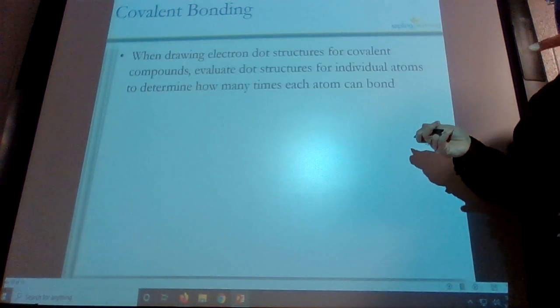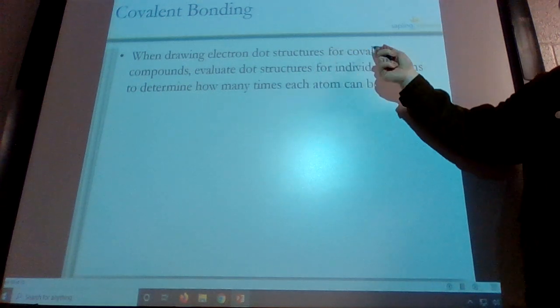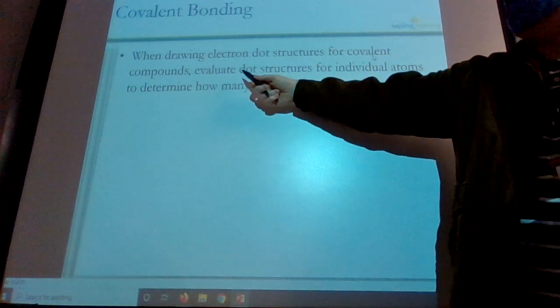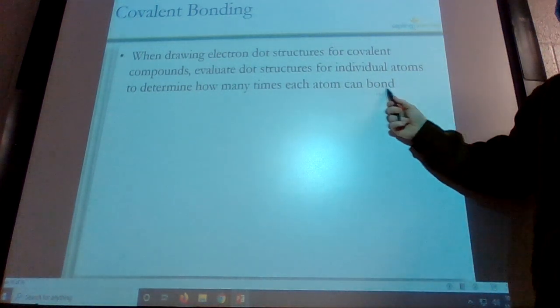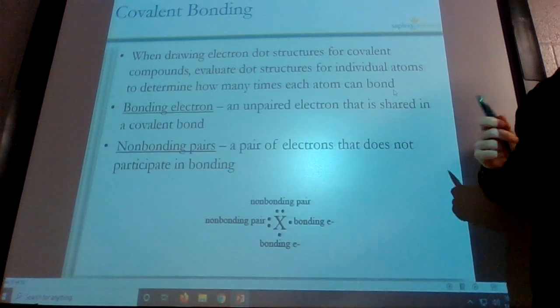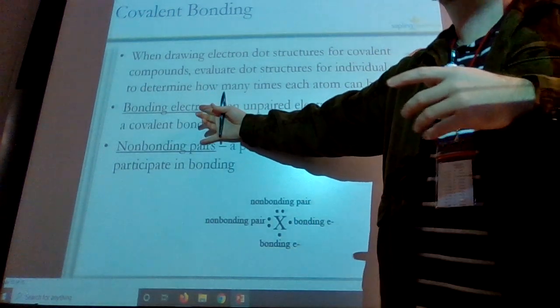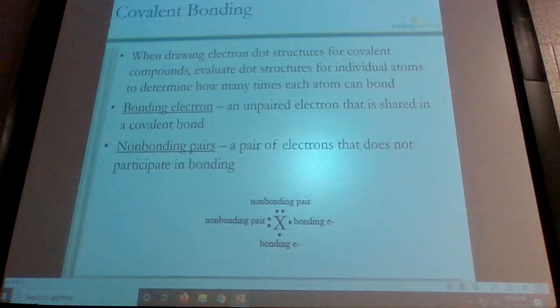We also see that with water. So when we draw the electron dot structures for covalent compounds, evaluate the dot structures for individual atoms, and determine how many times each atom can bond. And this is the point here. We have bonding electrons and non-bonding electrons. So for example, let's do what they just did, hydrogen and chlorine. Chlorine has how many? 7.